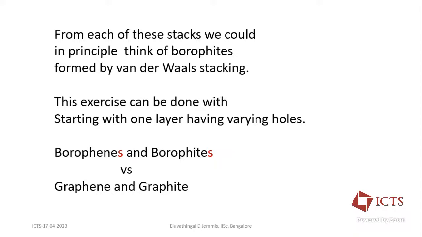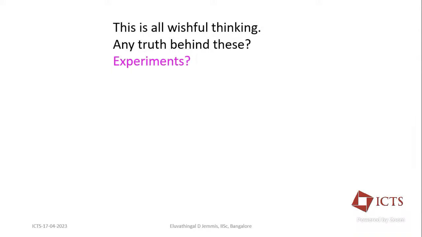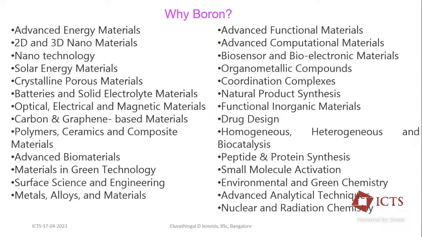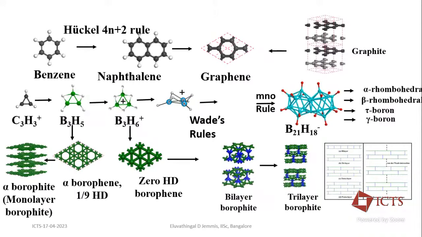In 2008, when I was writing this article in Current Science, there was just the possibility. In 2022 in Current Science, I could say that, look, there are some already known. And the emphasis here is on borophenes and borophites versus graphene and graphite. Variety is infinite. Well, I think it's a question of time. Why boron? There are many reasons, and I think I will stop at this. I skipped this part on the connection of 2D and 3D, so I will stop at this stage.